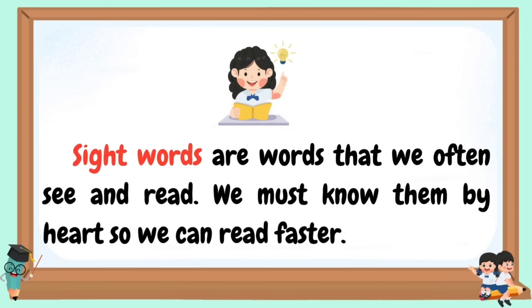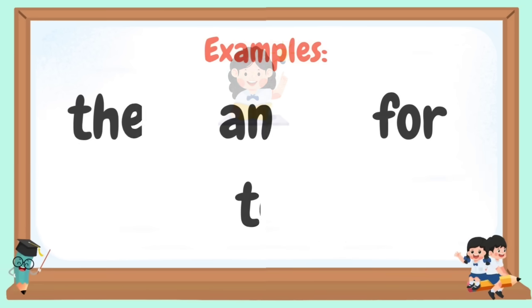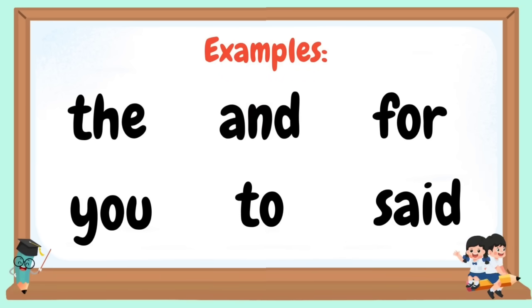Sight words are words that we often see and read. We must know them by heart so we can read faster. Examples: the, and, for, you, to, said.